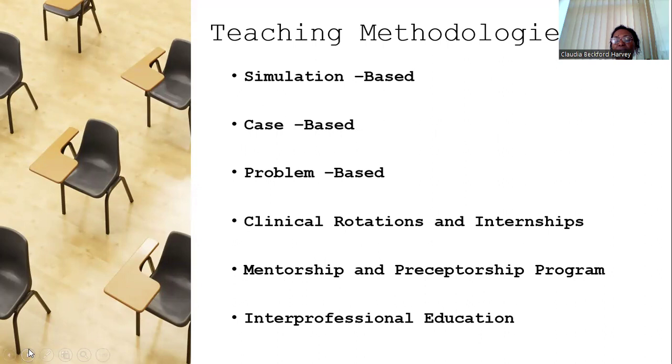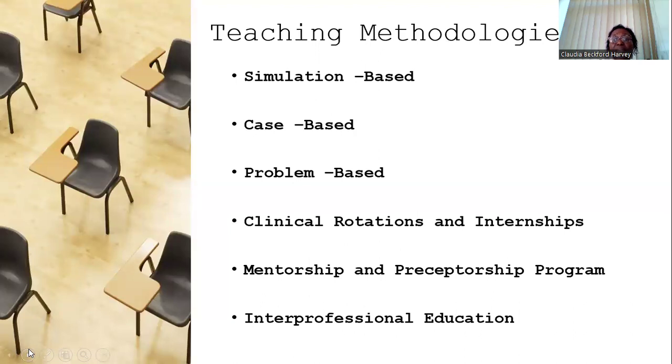So we will now look at the simulation-based teaching methodology. The simulation provides a safe environment for students to practice and refine their clinical skills. We can use high and low fidelity mannequins and virtual reality scenarios, which can mimic real-life patient situations, helping students to develop critical thinking, decision-making skills, and procedural skills. The benefit of this is that it enhances clinical skills, improves confidence, allows for safe practice of complex procedures, and provides opportunity for reflection and debriefing.